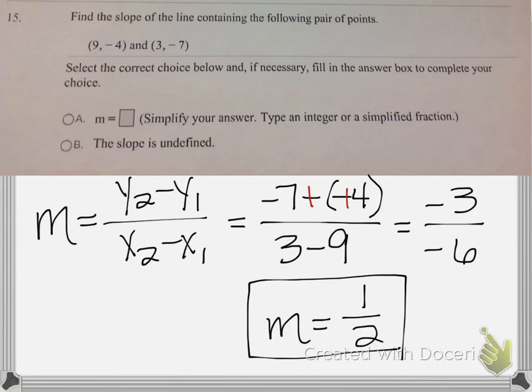Now, because one of our options up there is slope is undefined, what would have had to have happened for us to get an answer that would be undefined? Zeros. If I would have got a 0 instead of -6 on the bottom, that's undefined because you can't divide by 0. So most of the time you're going to be able to go ahead and divide or simplify your ratio at the end, whichever. But if we would have gotten a 0 in the denominator, that's when it's undefined.